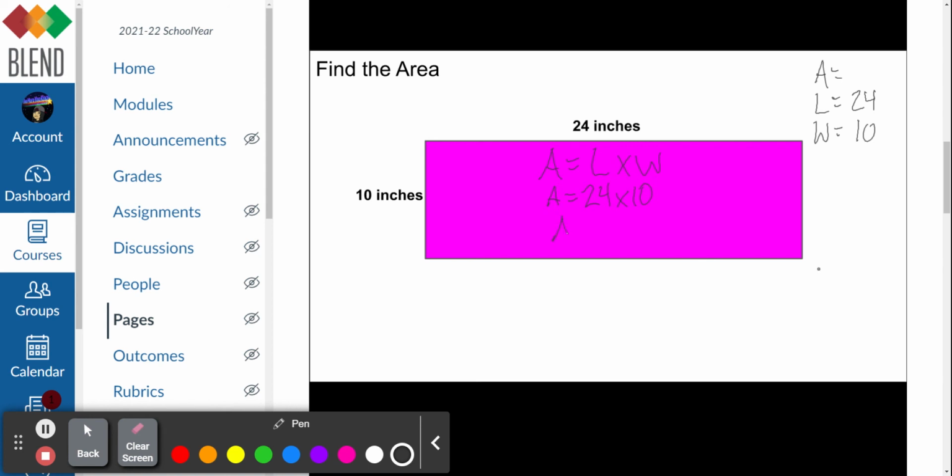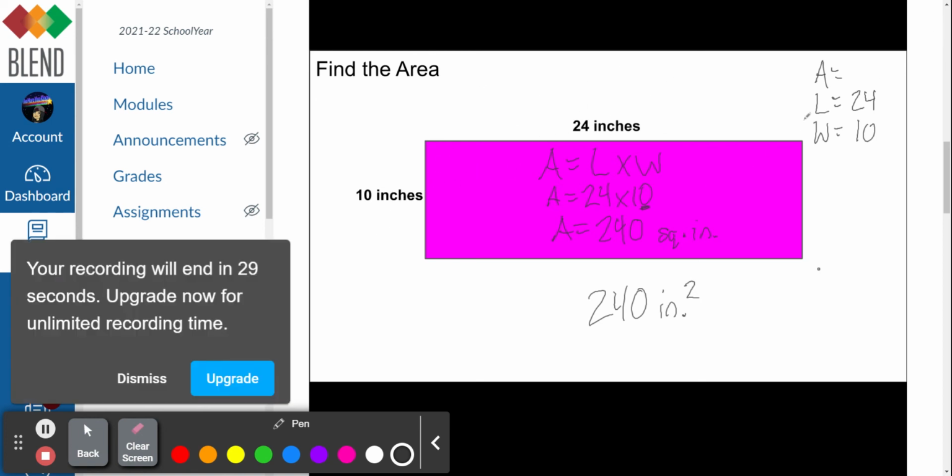All right, so using the zeros trick, what we do is we cover up that 0 in the 10. 24 times 1 is 24. And then we had a 0 covered up, so we're going to put it back on there. So 240 square inches could be one of our answers, or 240 inches squared. Either way you want to do it. But if you multiply 10 times 24, your length times your width, then you got 240.